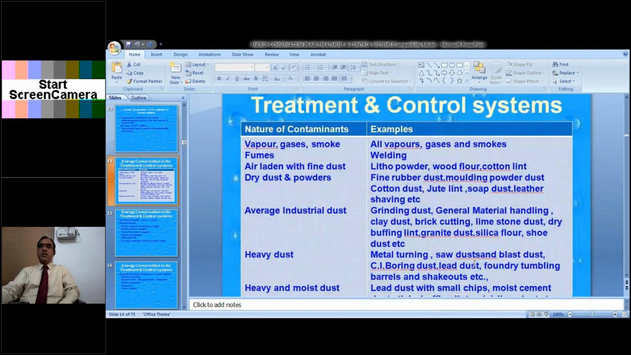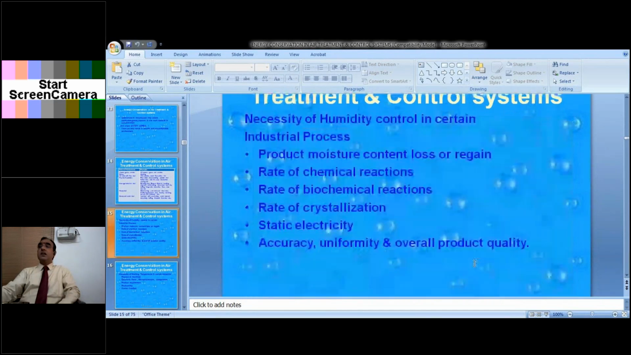So some of the nature of contaminants in the industry, you can see vapor, gases, smokes, fumes. Then the welding fumes will be there, air laden with fine dust, dry dust and powders in the leather shaping, etc. Then average industrial dust, you can see the grinding dust, general material handling dust, brick cutting one, limestone dust, and heavy dust we can see in the sawdust, metal turning, and heavy moist dust also we can see.